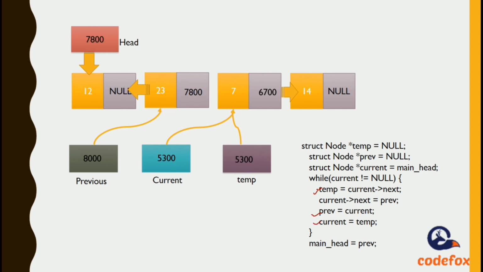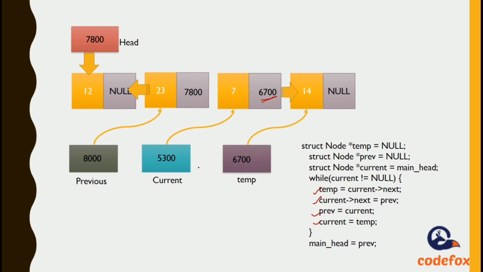Since current is not equal to null, we'll go into the loop again, and temp is equal to current's next part. So this is the current, and the next part is 6700, so we'll replace it and it will point towards the fourth node, since this is the address of the fourth node. Next, current's next part is equal to previous.